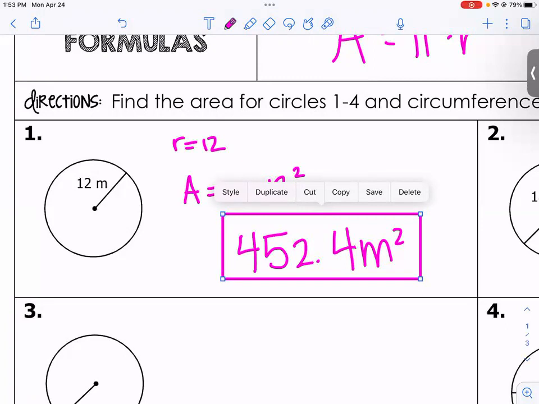Okay, so the pi button is right here. If you take pi times 12 squared, you should get 452.4. Are you not getting that?